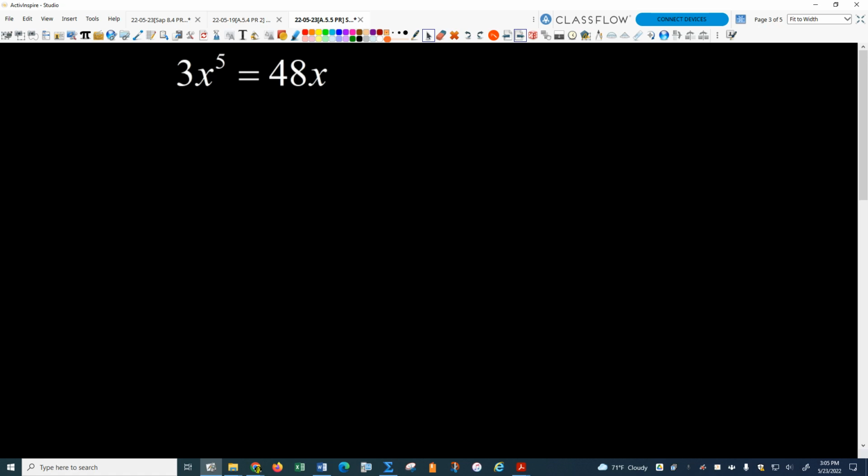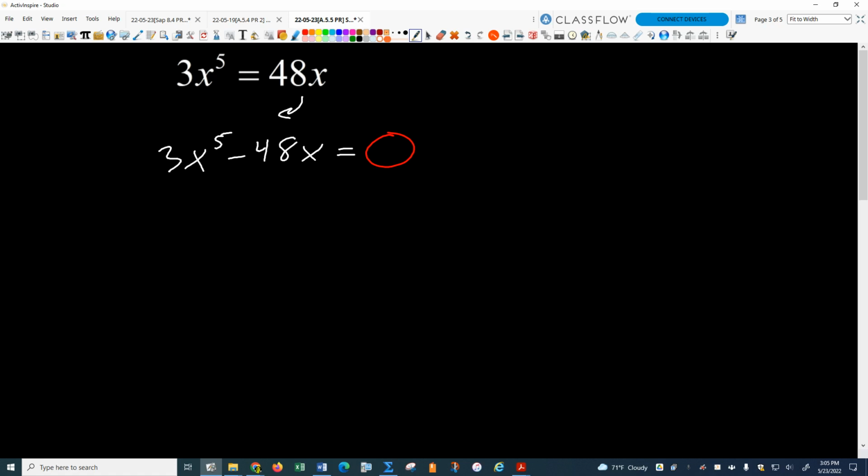So in this case, we want to make the leading term positive, which it already is on the left side. So we'll just subtract the 48x over to the left side. And that's going to give us 3x to the 5th minus 48x equals 0. Okay, good. First step, always set it equal to 0.